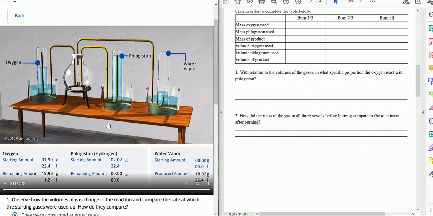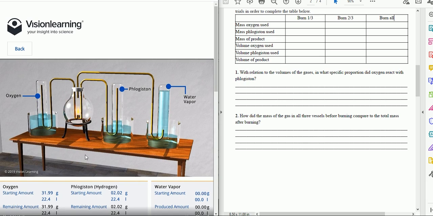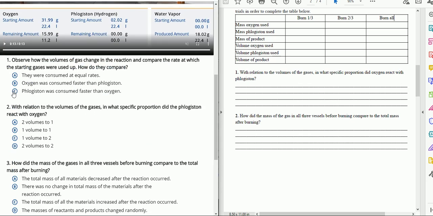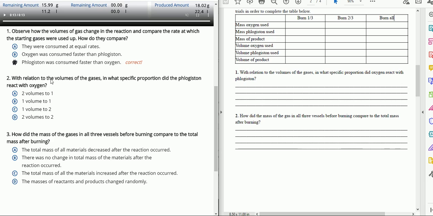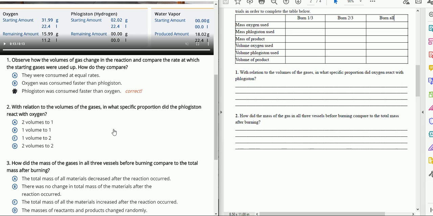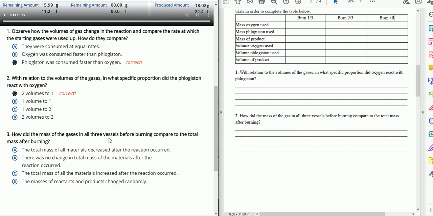And if you were to run the animation again, you'll actually see the volume of phlogiston go away faster than the volume of oxygen. That's an indicator that you're actually consuming the phlogiston faster, simply put. So you're consuming the phlogiston faster than the oxygen. Number 2, with relation to the volumes of the gases. Okay, so now we're talking about volumes. In what specific proportion did the phlogiston react with oxygen? Well, it was 2 volumes to 1 volume. We need 2 phlogistons for every 1 oxygen.